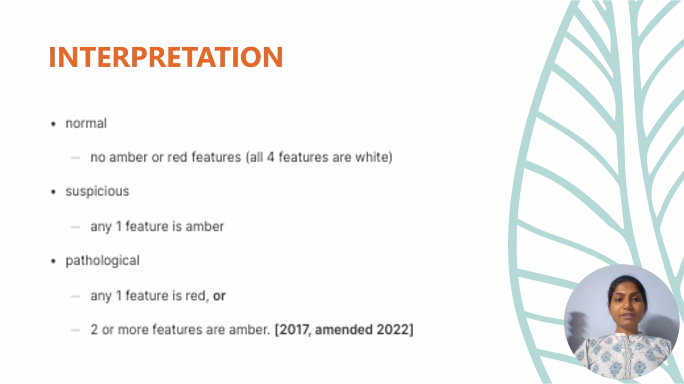So moving on to the interpretation. Normal is when there is no amber or red feature, so all the four are white features. What is suspicious? If any one feature is amber. And what is pathological? If any one feature is red or more than two features are amber. So this we call a pathological CTG. So we have to remember whether it is a normal CTG, suspicious CTG or a pathological CTG.